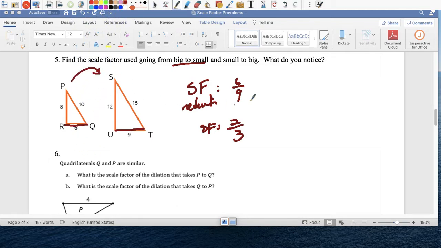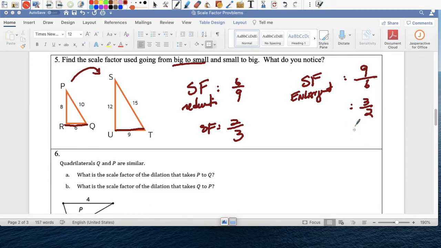What is the factor? What did you multiply each of these sides by? How did the 8 times what become a 12, and the 10 times what become 15, etc.? So for the enlargement here, we're going to take the same corresponding sides 6 and 9, but instead of 6 divided by 9, I'm going to go 9 divided by 6. And we're going to get 3 over 2.